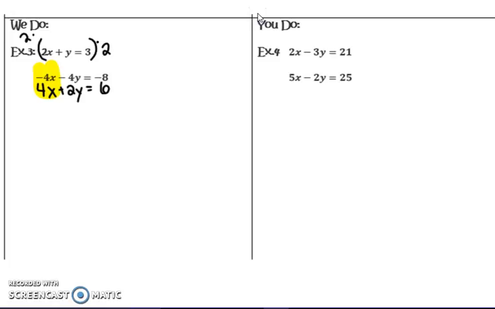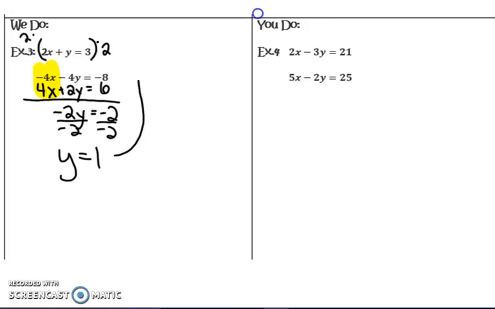You could have also multiplied the top by 4. That would get your y's to cancel, and that's perfectly okay too. I like to start with the x's because it comes first in the equation, so I'm going to cancel what comes first. From here, I now have negative 2y equals -2. Well, if I divide on both sides by -2, I get an answer of y is equal to 1.